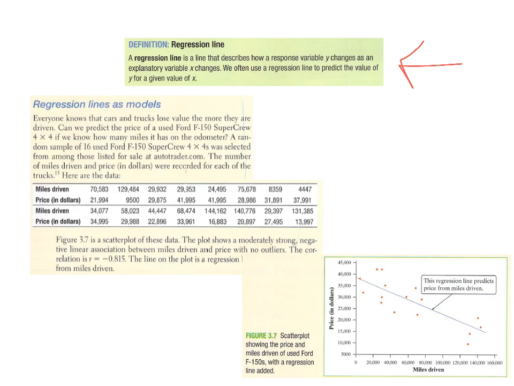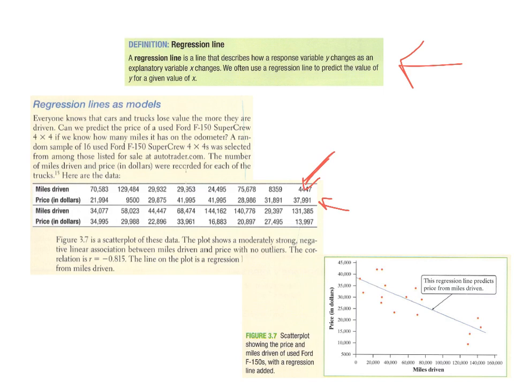Everyone knows that cars and trucks lose value the more they are driven. Can we predict the price of a used Ford F-150 Super Crew 4x4 if we know how many miles it has on the odometer? A random sample of 16 used Ford F-150 Super Crew 4x4s was selected from among those listed for sale at autotrader.com. The number of miles driven and price in dollars were recorded for each of the trucks. Here are the data. So we've got our miles driven and we've got our prices there for our trucks.